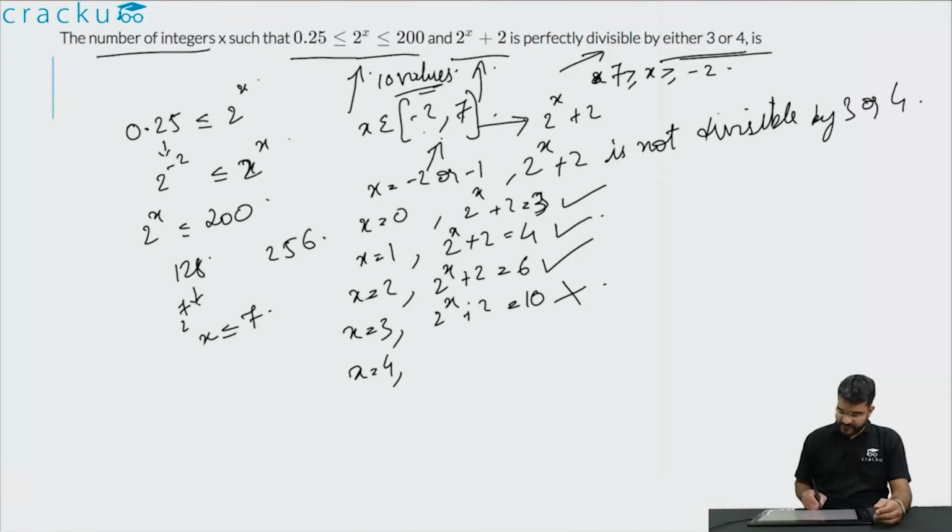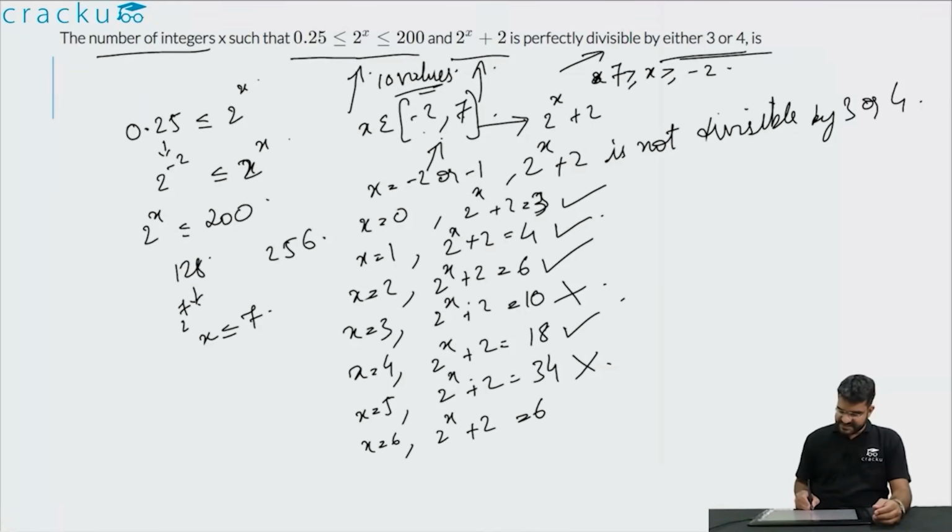When x is equal to 4, 2 to the power x plus 2 is equal to 18. This is divisible by 3. When x is equal to 5, 2 to the power 5 is 32, plus 2 is 34. This is also neither divisible by 3 nor 4. When x is equal to 6, 2 to the power x is 64, plus 2 is 66. This is divisible by 3. And finally, when x is equal to 7, 2 to the power x will be 128, plus 2 is 130. This is neither divisible by 3 nor by 4.